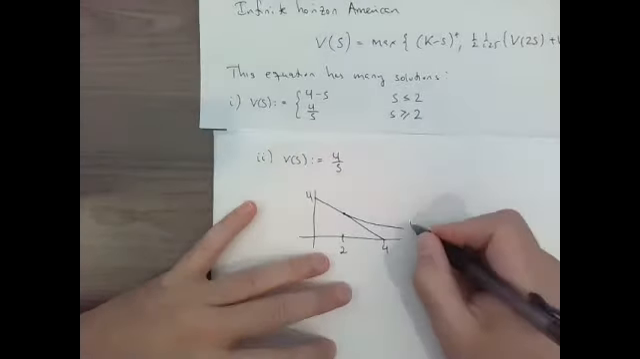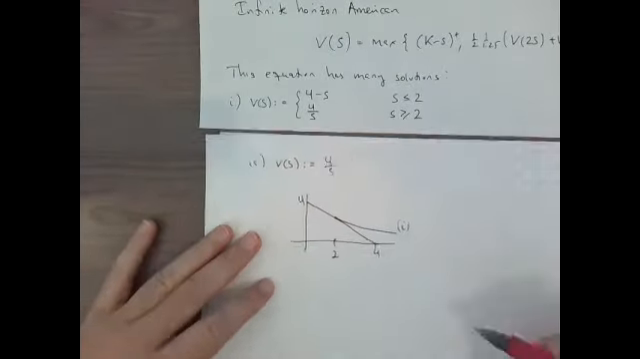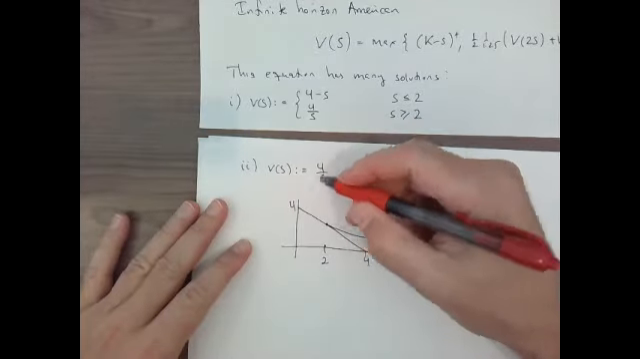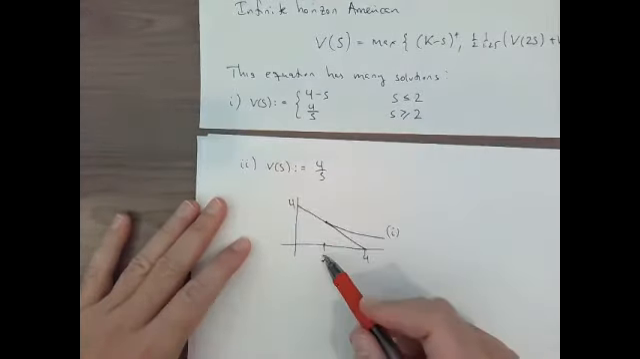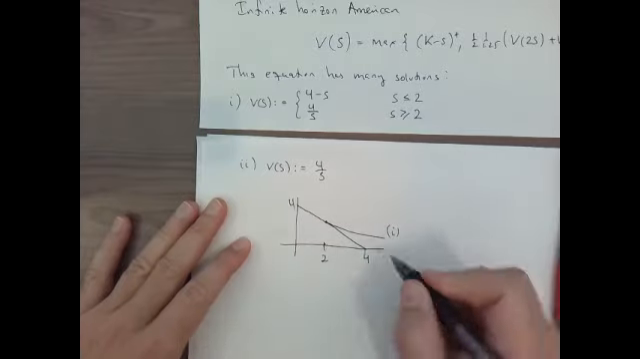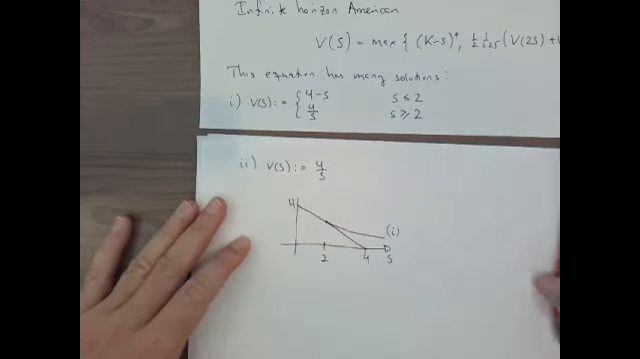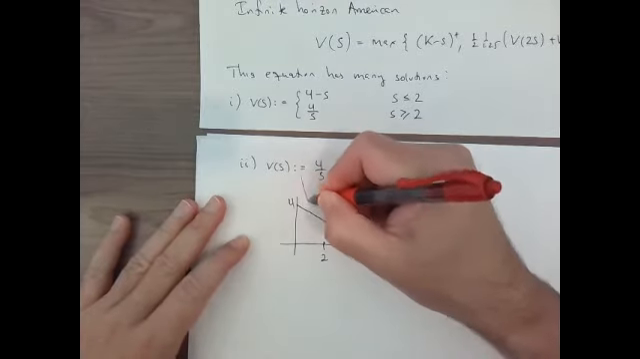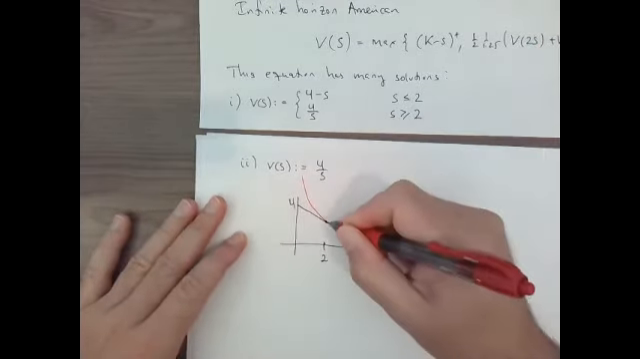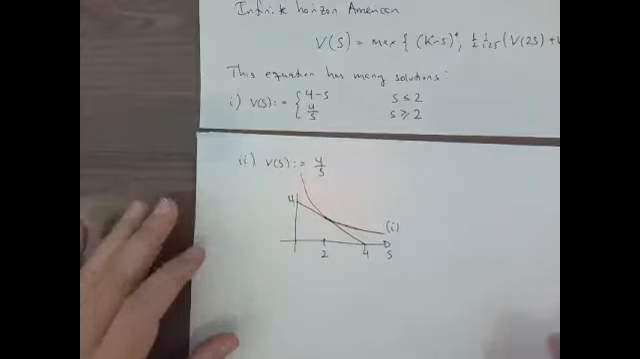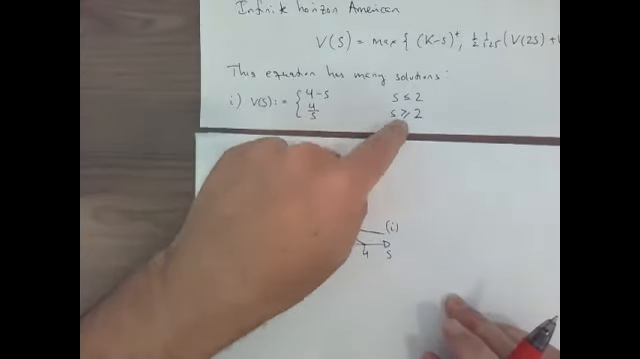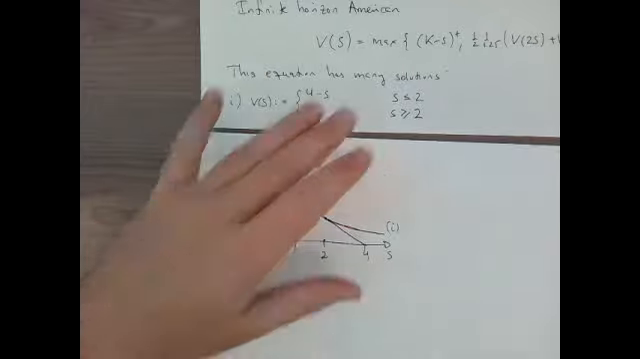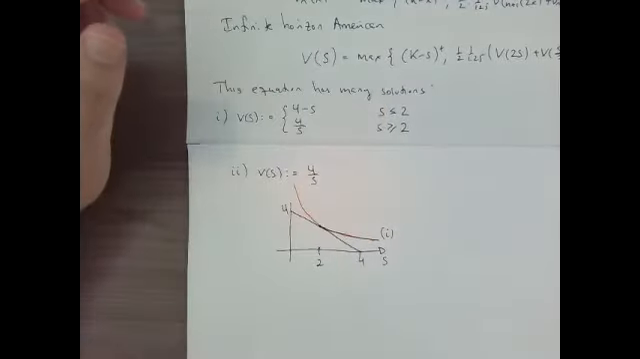So this was the first one. And if I look at the second one, this is V, so it's 4 divided by S. So when S gets to be small, I'm dividing by something very small, it blows up to infinity. I have this guy. And then do the same when S is bigger than 2. So these are my two solutions to this equation up here.